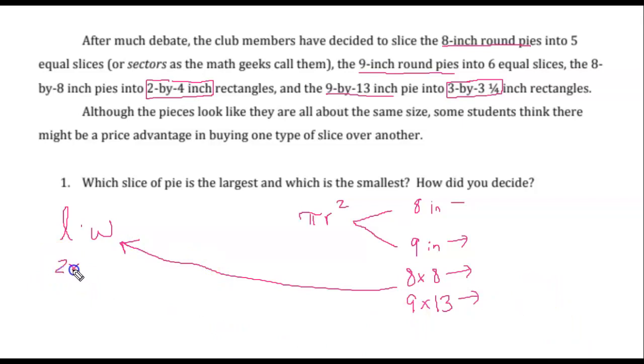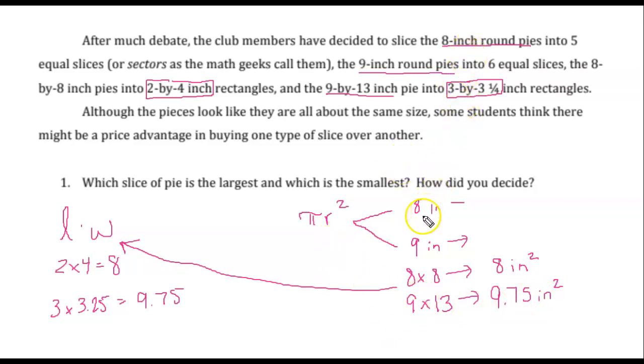The 8 by 8 pan, we're doing 2 by 4. 2 by 4 is going to be 8 square inches. The 9 by 13 pan is 3 by 3.25. So 3 by 3.25 is 9.75 square inches. We always want to remember units of measure. Numbers don't have any meaning without their context and their unit of measure.